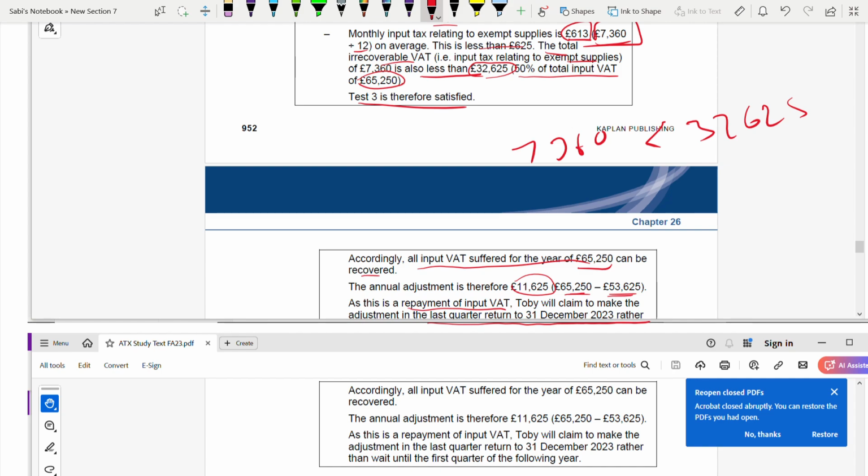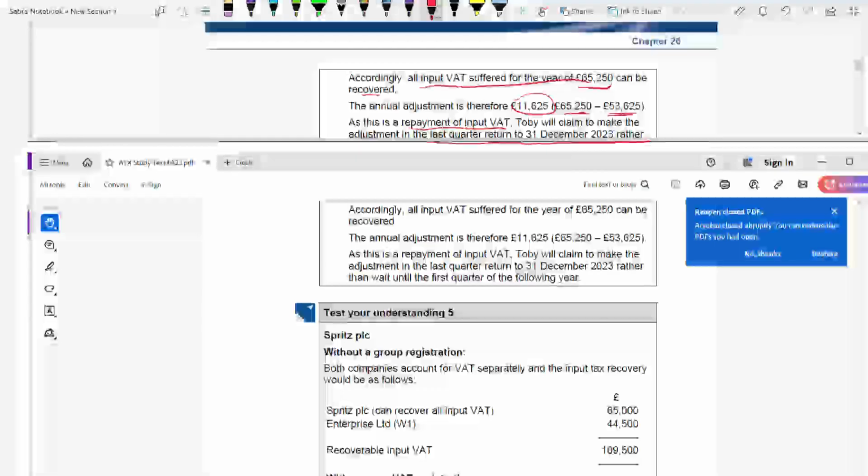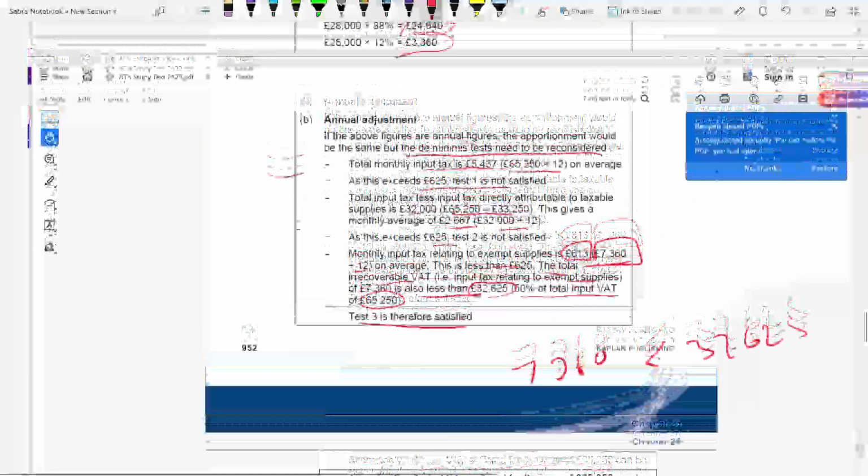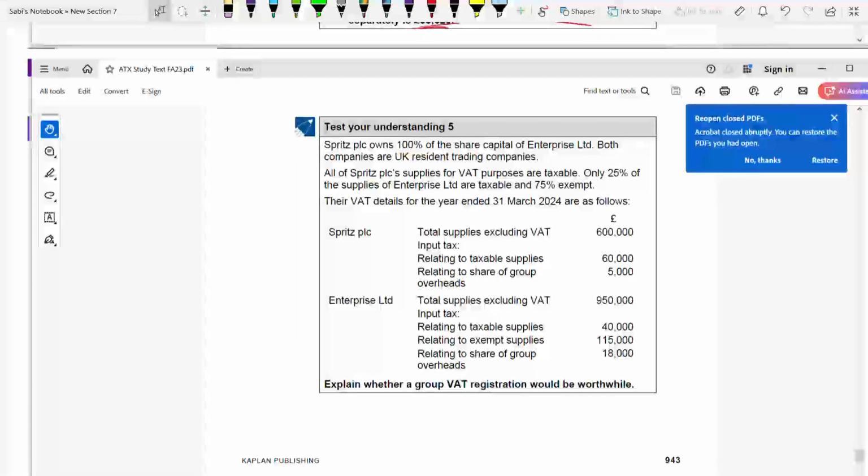31st December 2024, rather than wait until the first quarter of the following year. Now, last question, test understanding 5. Here, explain whether a group VAT registration would be worthwhile. You have to do it with pre-group and post-group.